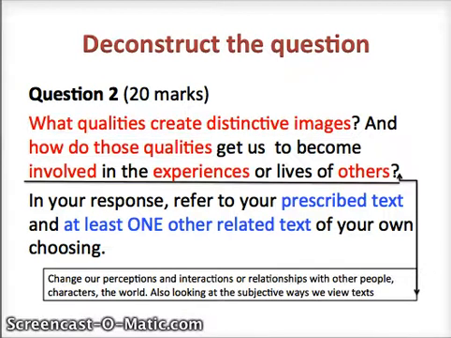The second part of the question asks us how we become involved in the experiences or lives of others. This is asking us about our perceptions and relationships with the text and the world. It's asking us how those visual qualities change our perceptions and interactions or relationships with other people, characters and the world. It's also looking at the very subjective way that we view texts. So how do we, as an audience, as readers, interact with the text based on the visual elements of that text?